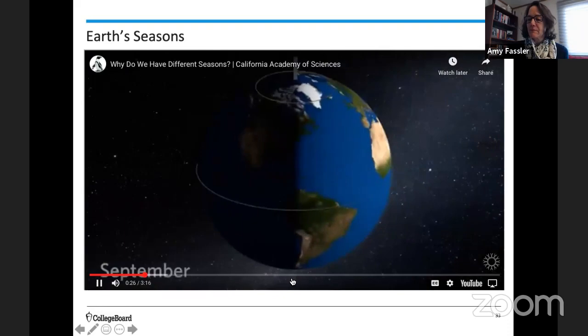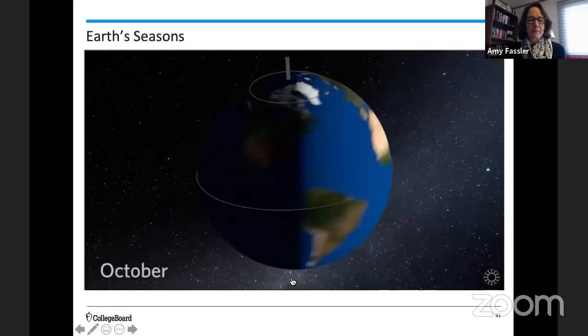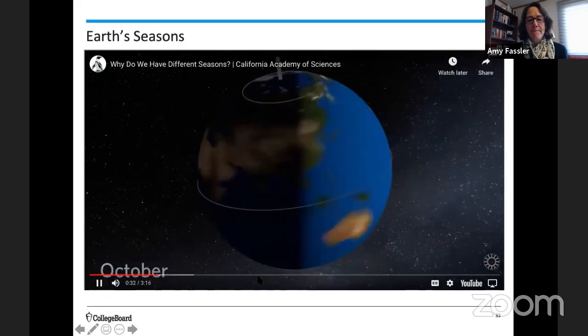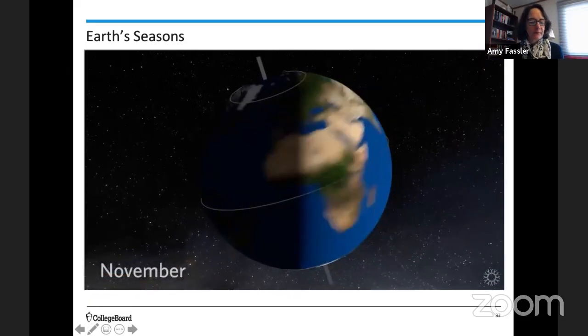Earth remains tilted in the same direction all year round as we orbit the sun. But that means the sun's light shines differently on Earth at different times of the year.